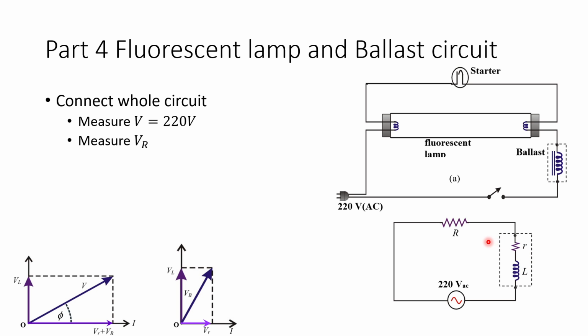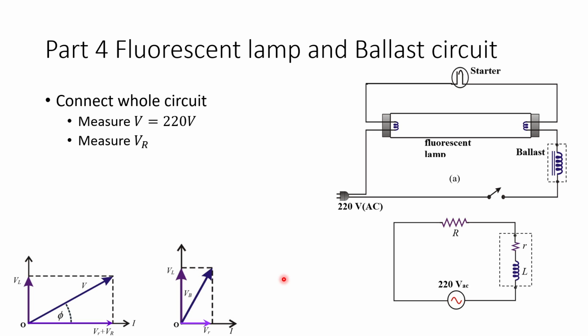First connect the whole circuit like this, and then measure the total voltage and measure the V across just this part. As you can see, if you connect the entire circuit like this, you would have the phasor diagram on the bottom left, where the total voltage being applied is 220 volts across the circuit. If you connect the voltmeter across this fluorescent lamp, then you would be able to find the VR. However, what's unknown is VL, which is V across the inductor on the ballast side, and also the resistor on the ballast side.